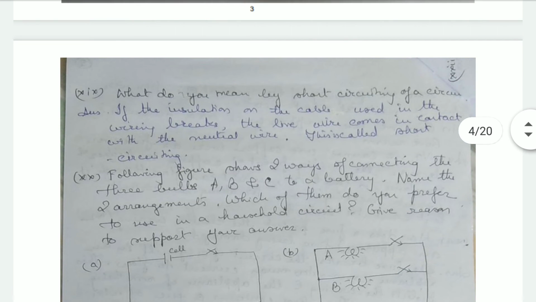Next, what do you mean by short circuiting of a circuit? If the insulation of the cable used in the wiring breaks, the live wire comes in contact with the neutral wire because the insulation in the cable has broken. This is known as short circuiting.